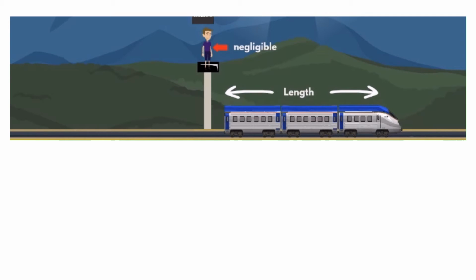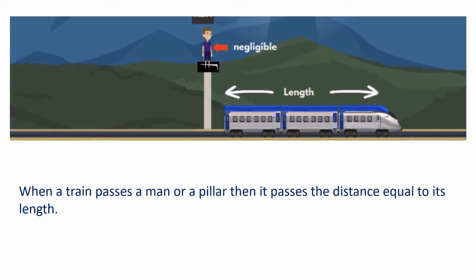When a train passes a lamp, a stump, a standing man, or a stick, then it passes a distance equal to its length, because the length of that pole or stump is negligible. That is why when a train passes a man or a pillar, it passes the distance equal to its length, because that distance is negligible compared to the length of the bigger train, right?